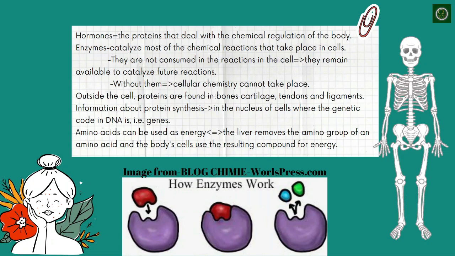Outside the cell, proteins are found in bone cartilage, tendons, and ligaments. Information about protein synthesis is found in the nucleus of cells, where the genetic code is. Amino acids can be used as energy when the liver removes the amino group of an amino acid and the body cells use the resulting compound for energy.